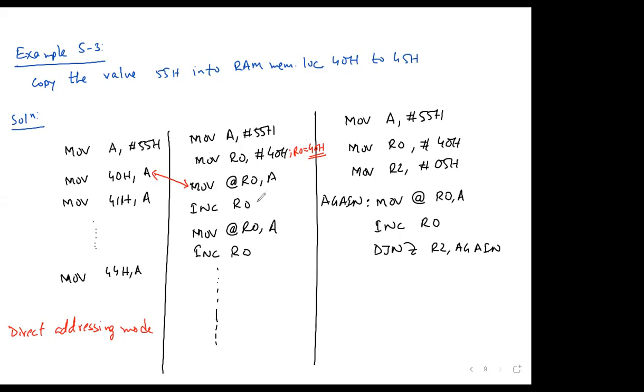Then you are incrementing R0. Now R0 contains the value 41H. So this line is exactly the same as the earlier one. MOV @R0, A means MOV 41H, A: move the contents of A to 41H. Then again you increment R0. Now R0 becomes 42H, and the same process continues. Is everyone clear up to this, the first two? Is it understood?